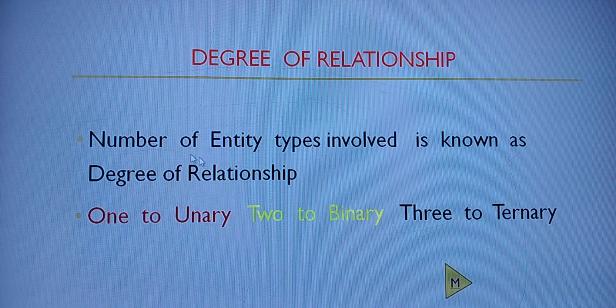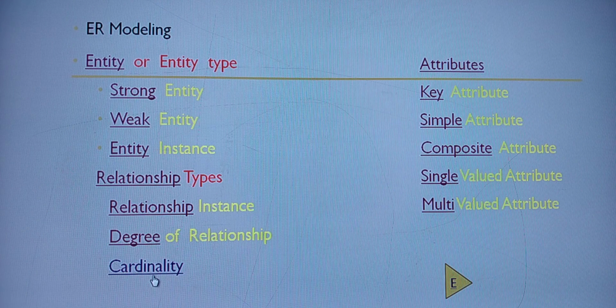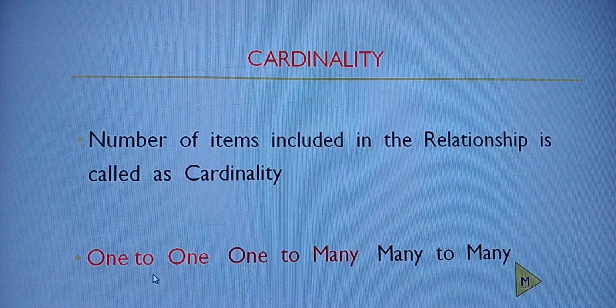Yes, next it is your cardinality. Previously we discussed the number of entity types. Here cardinality is nothing but the number of items included in the relationship. How many items we are going to use, that is your cardinality. Here you will have types like one to one, one to many and many to many. So these come under cardinality. Clear with this one, what is cardinality?